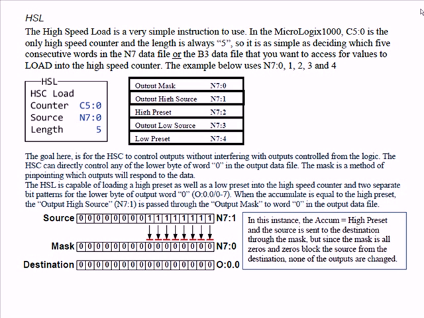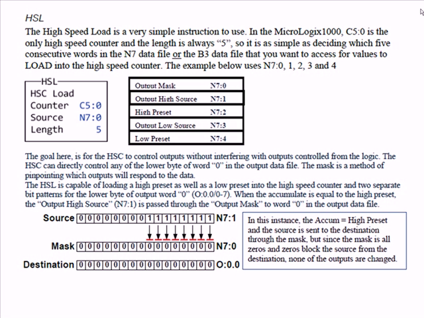C5:0 is the only high-speed counter for a MicroLogix 1000, and the length is always 5 for the high-speed load instruction. So the counter is C5:0, the length is always 5. All you have to pick are 5 consecutive 16-bit words that you want to use for your source, which would be an N7 data file of 5 words or a B3 data file of 5 words. In this case, we're going to use N7:0, 1, 2, 3, and 4.